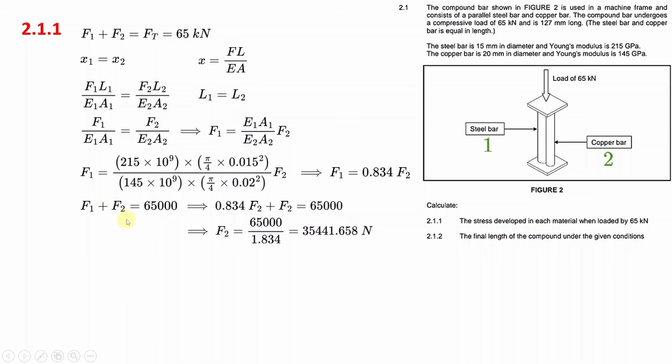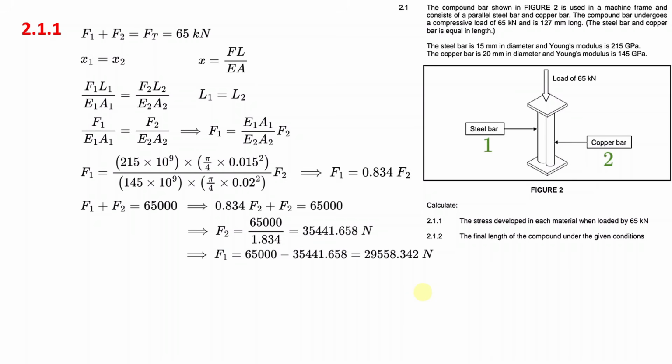So F1 is therefore equal to 65,000 minus F2, and you have F2 here, so therefore you can find F1 as 65,000 minus that, which is F2. And you find F1 to be 29,558.342.